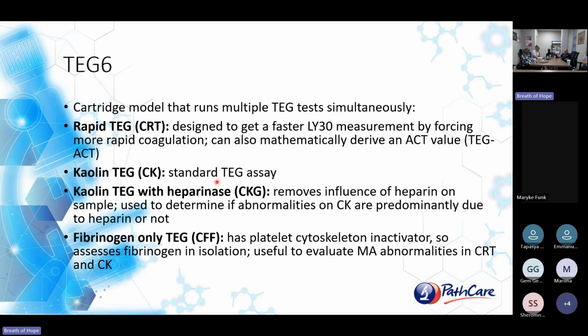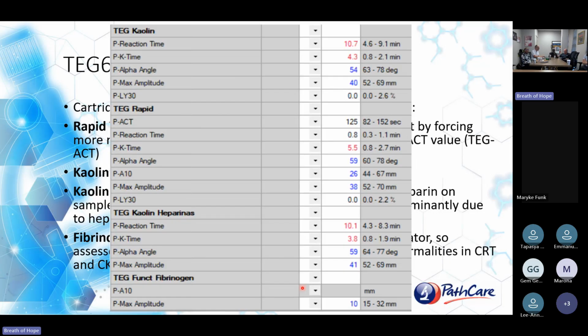Then you have the kaolin TEG, which is a standard TEG assay, equivalent to the TEG 5. Then you have the kaolin TEG with heparinase, which removes the influence of heparin in the sample, equivalent to a TEG 5 run with heparinase. And then you have something that I like in particular, the fibrinogen-only TEG, which is able to assess fibrinogen activity directly, and then you can differentiate between when you need to focus on fibrinogen and when to focus on platelets.